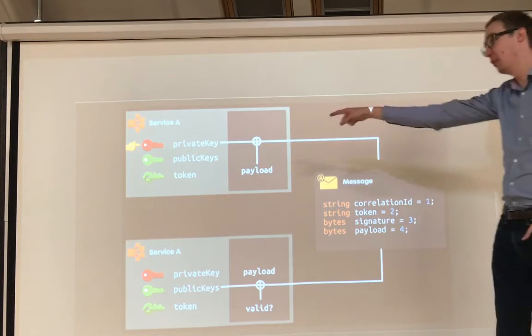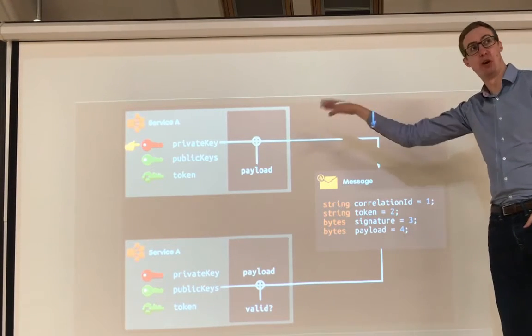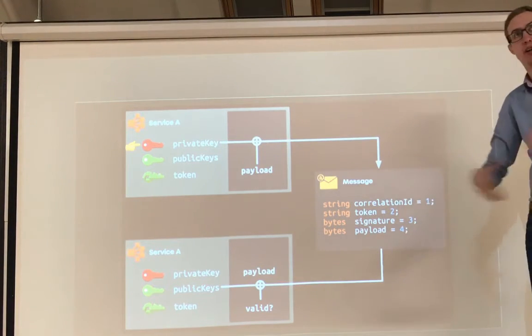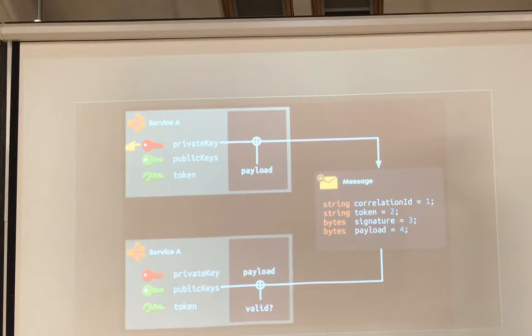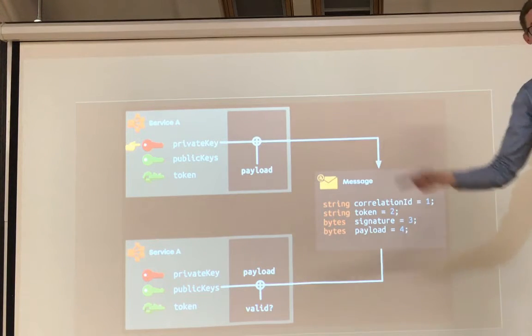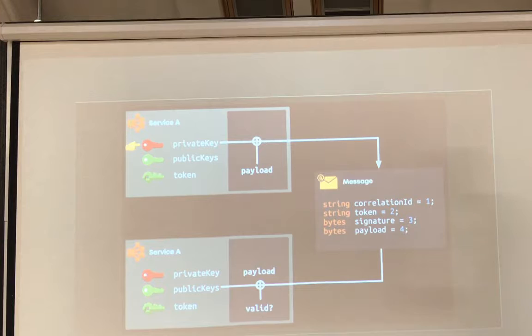Not only that, but the keys don't live in the services. We wouldn't make these files on disk somewhere. We need some kind of secure key management system to issue these keys to the services when they are provisioned.